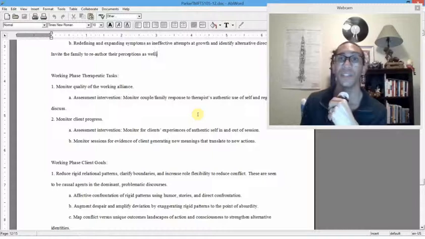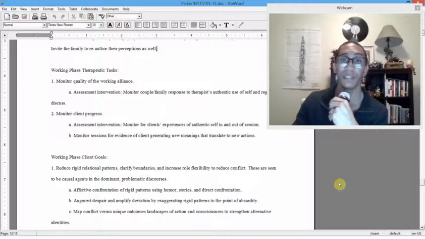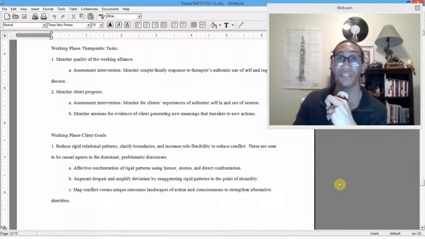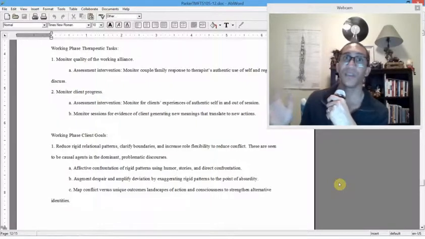Monitor sessions for evidence of the client generating new meanings that translate to new actions. Huge. Because if he's already using metaphors, and if he can use those metaphors in a way that makes him more well or better functioning, he'll probably never get over the schizophrenia, but he can live a life that is not a tragedy. And at the end of the movie, he is doing better. His living situation is better. Psychological situation is still the same, but at least he's in a better living situation. And so, using the recovery model of psychotherapy, you're probably always going to be sick, so you've got to do the best that you can with the sickness.